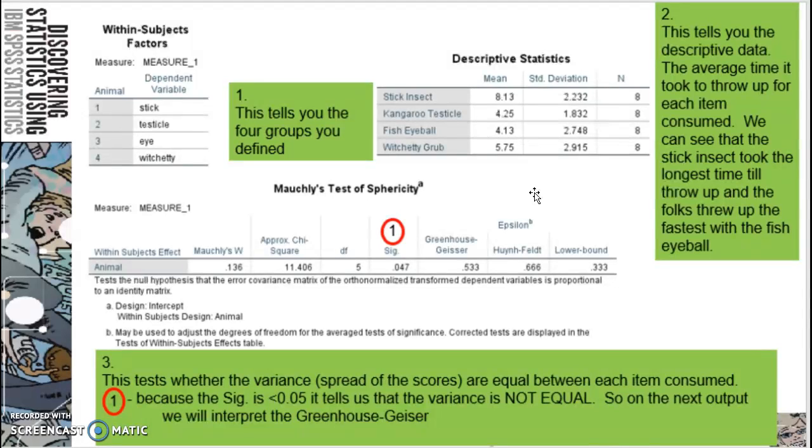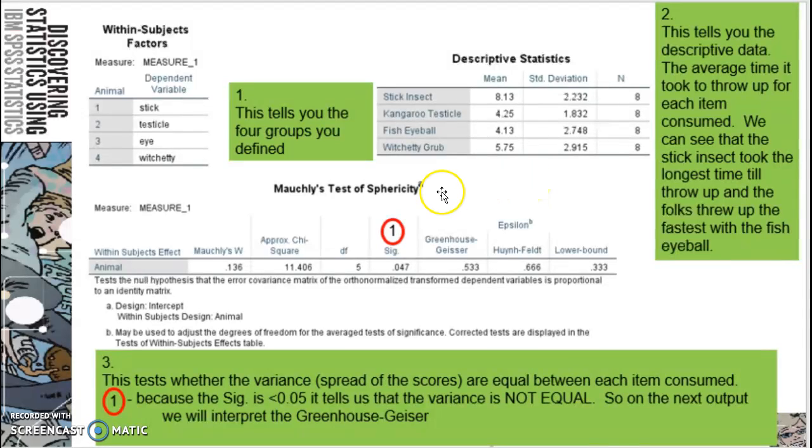Okay, the next table that you get is your Mauchly's test of sphericity. So again, remember, sphericity is hopefully going to tell us how those scores are spread so that I can compare these means. Because remember, this mean up here of 8.13 is based on how scores are spread around the mean. So if the scores that are spread around the mean are the same, then I can compare 8.13 to 4.25 to 4.13 to 5.75.